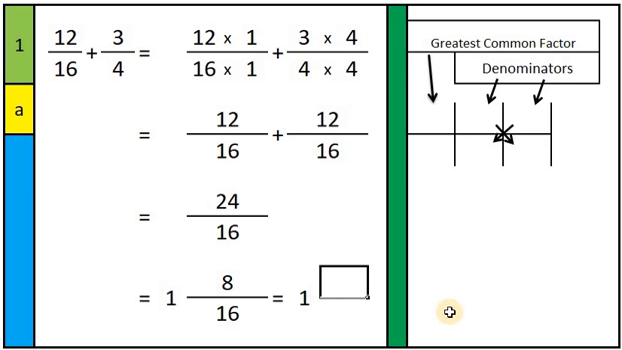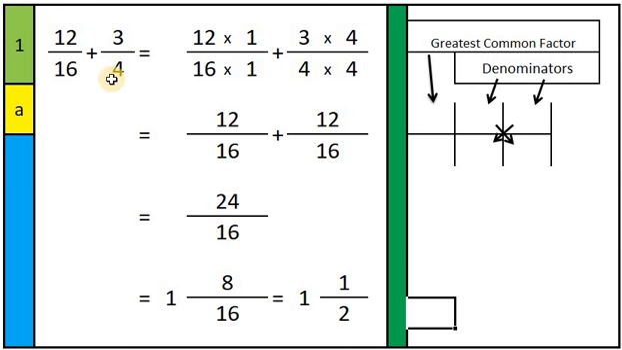We can use the 8, right? 16 divided by 8 can be done, so we just use the 8. So 8 divided by 8 is 1, and 16 divided by 8 is 2. So this is the result. Make sure that your result must be in the simplest form. If you have an improper fraction, change it to a mixed number, and then make sure that the final result is in the simplest form.